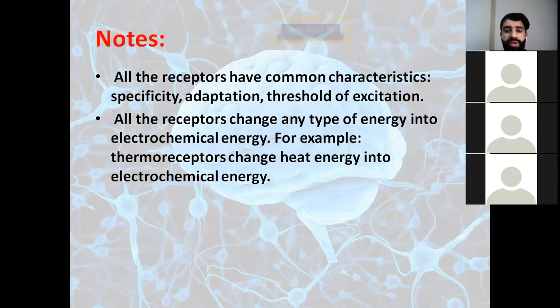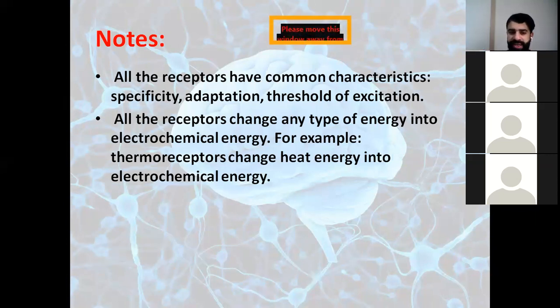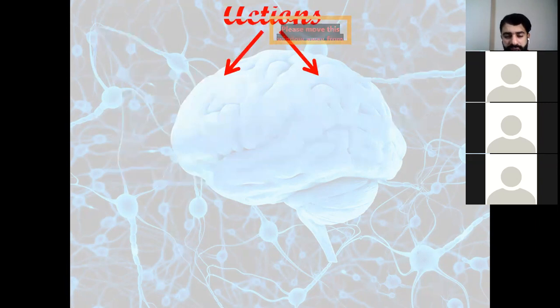And we have to know that all receptors have the same characteristics: specificity, adaptation and the threshold of excitation. This is for the next slide. Next session, we're going to talk about this in detail also. All receptors change an energy from one type into an electrochemical one. For example, thermoreceptors change heat energy into electrochemical energy.